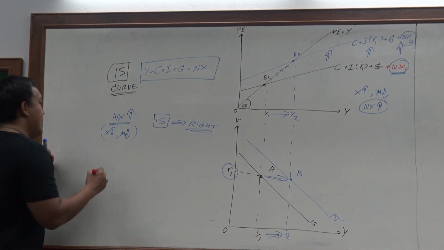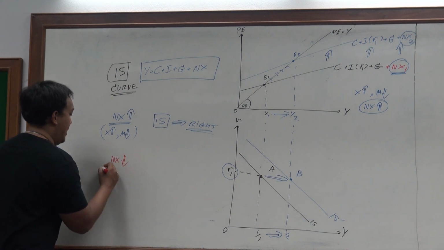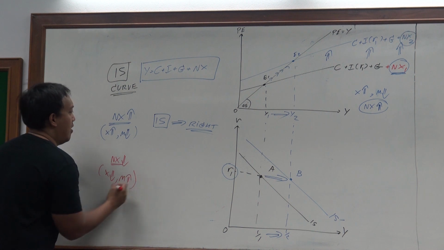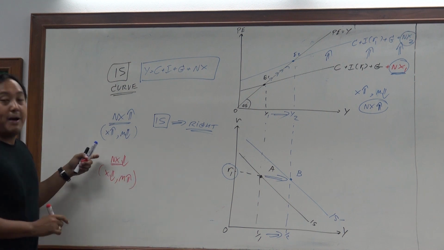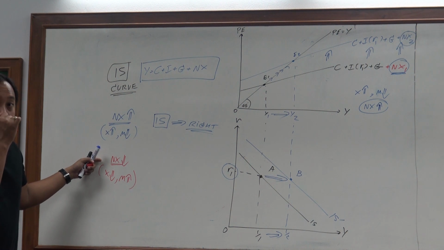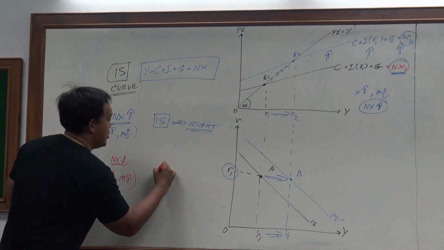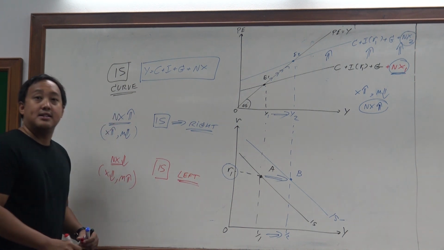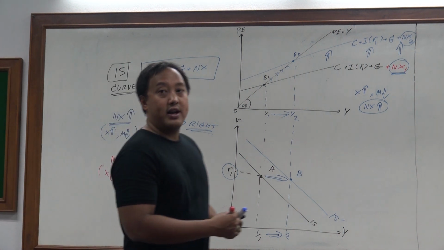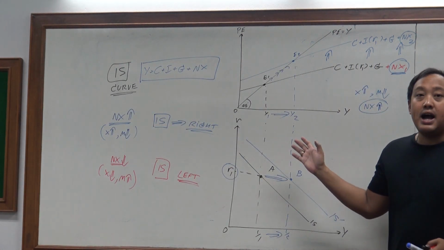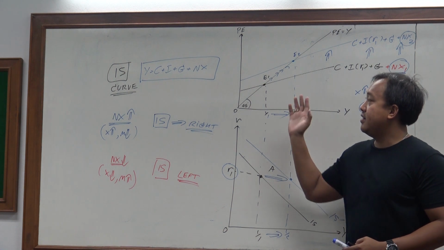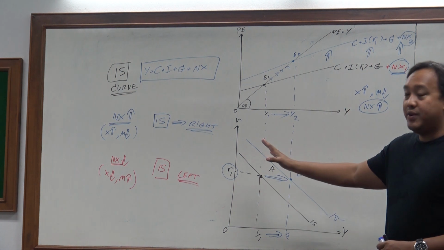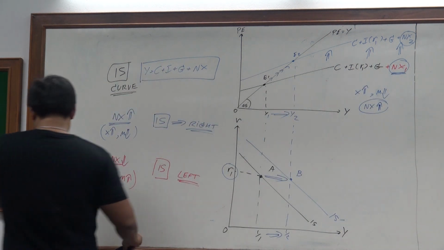On the other hand, if NX is decreasing, you export less or import more. This is bad for the economy, right? Then the IS curve is going to shift to the left. This is how export and import affect the IS curve. So we're done with this one.